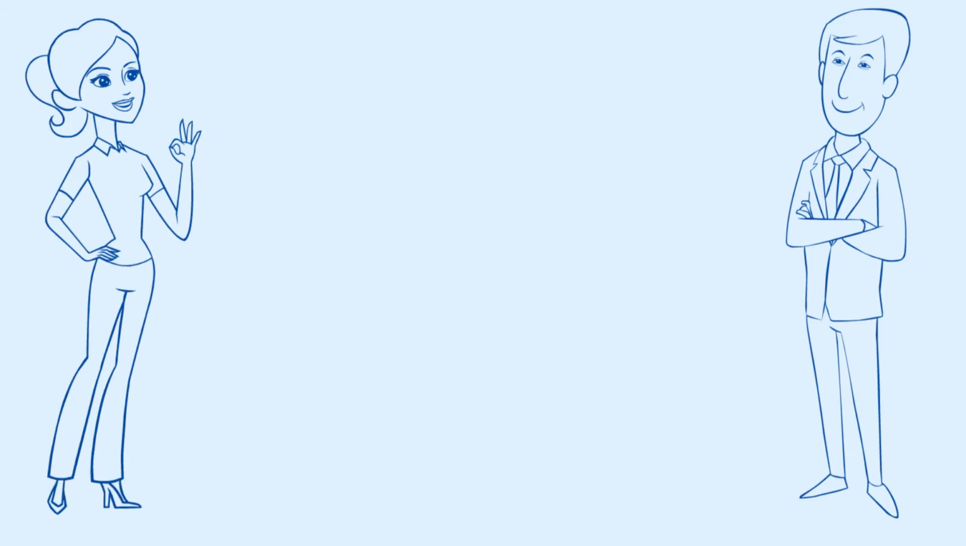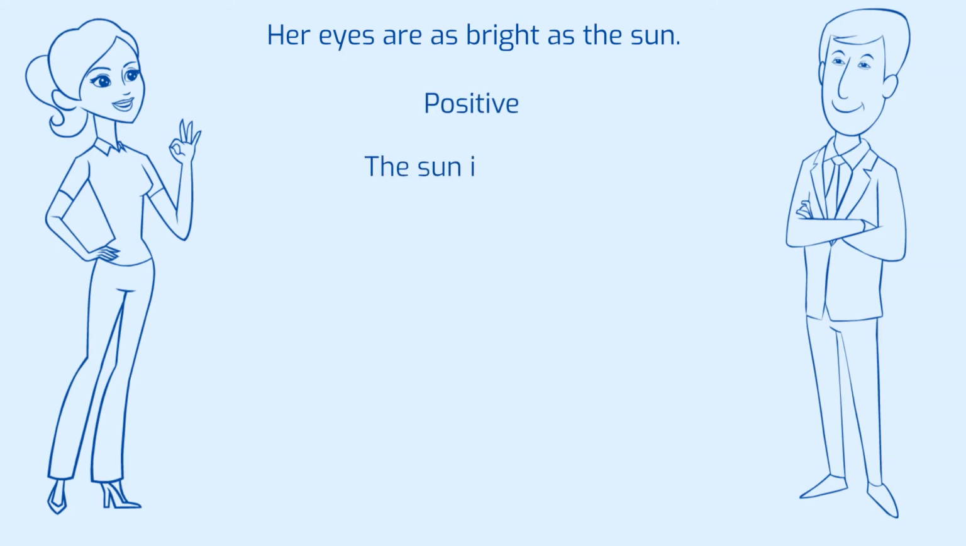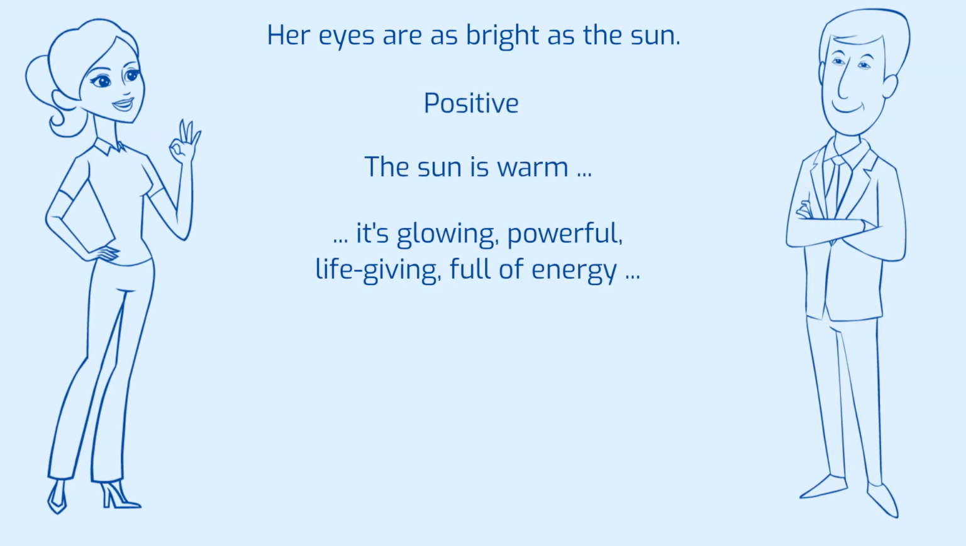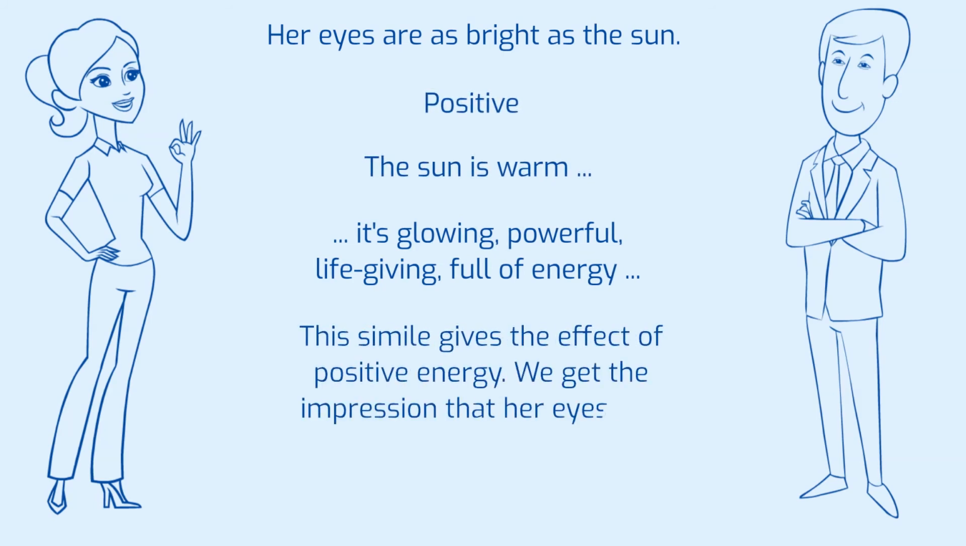Let's try another. All right, what do we have? Her eyes are as bright as the sun. Well, that's more positive. Again, a bit of visualization and word association. What do we know and feel about the sun? Well, it's warm, glowing, powerful, life-giving, full of energy. So we might say, this simile gives the effect of positive energy. We get the impression that her eyes and personality are warm and friendly.